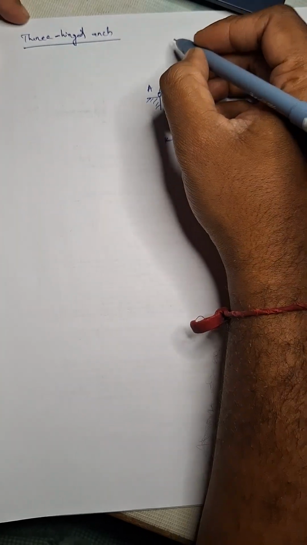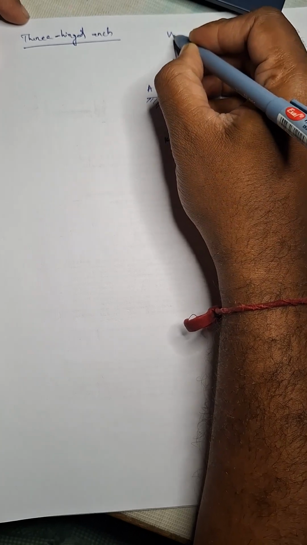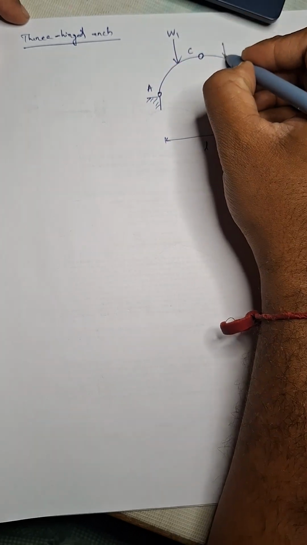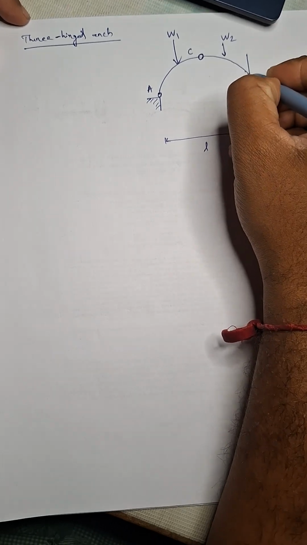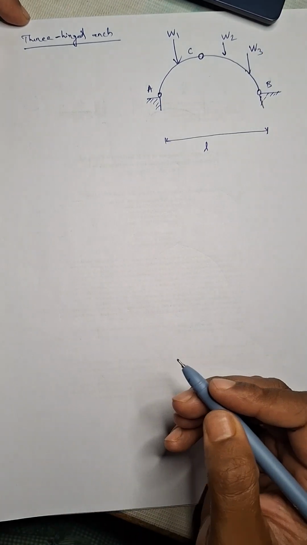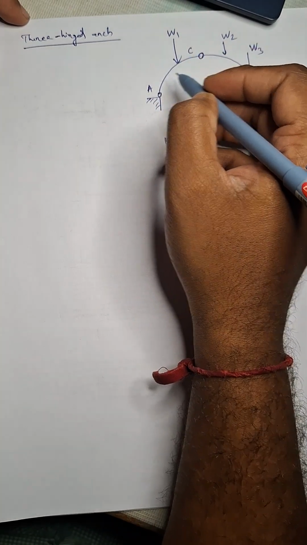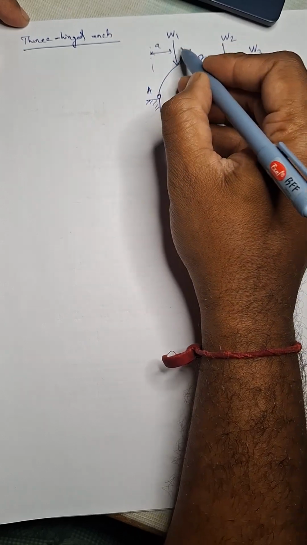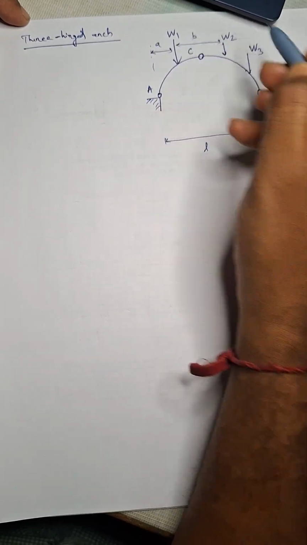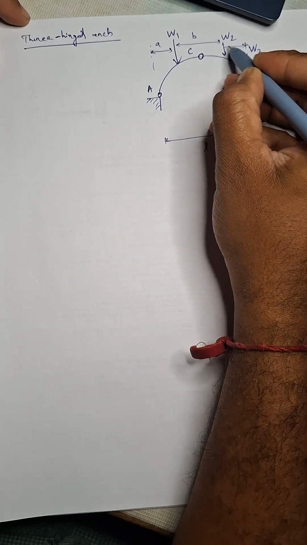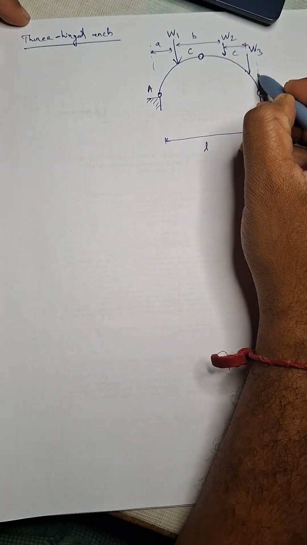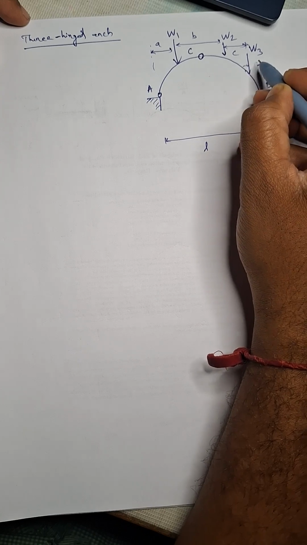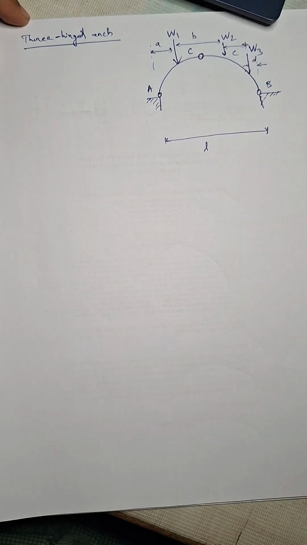Let the loading conditions be now. Load W1 is applied here, W2 is applied here, and another load W3 is applied here. And let the distances be also. This distance is a. Between W1 and W2 the distance is b, and this distance is c, and this distance is small d. Now we have the loading condition in the three-hinged arch.